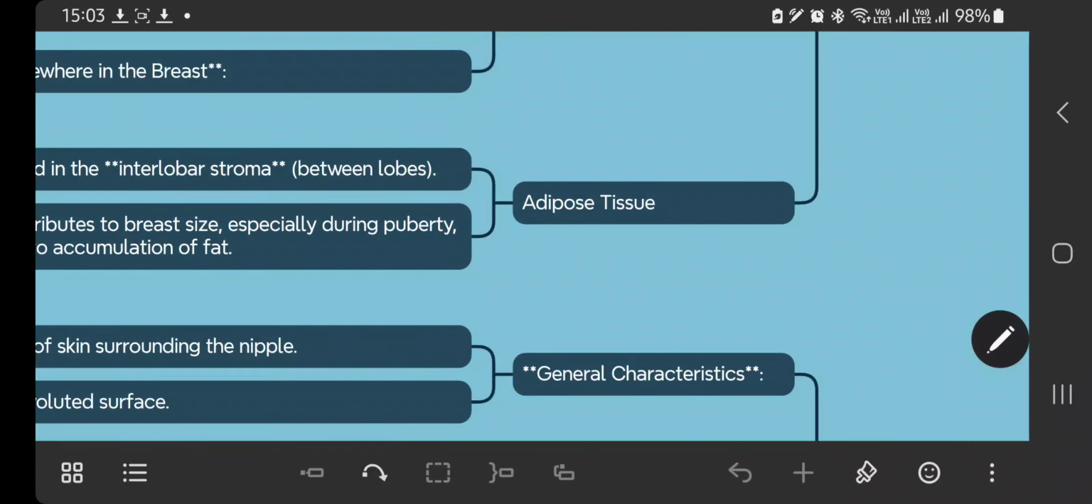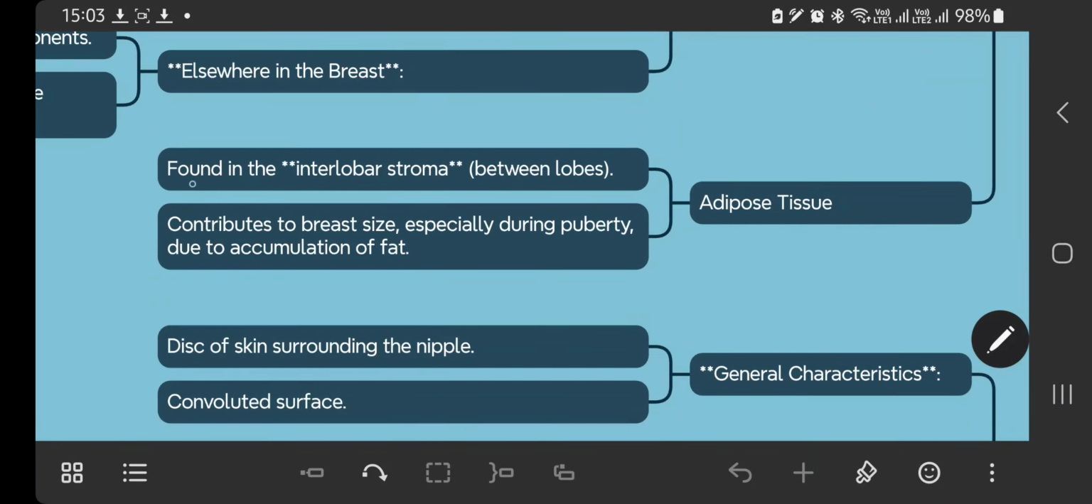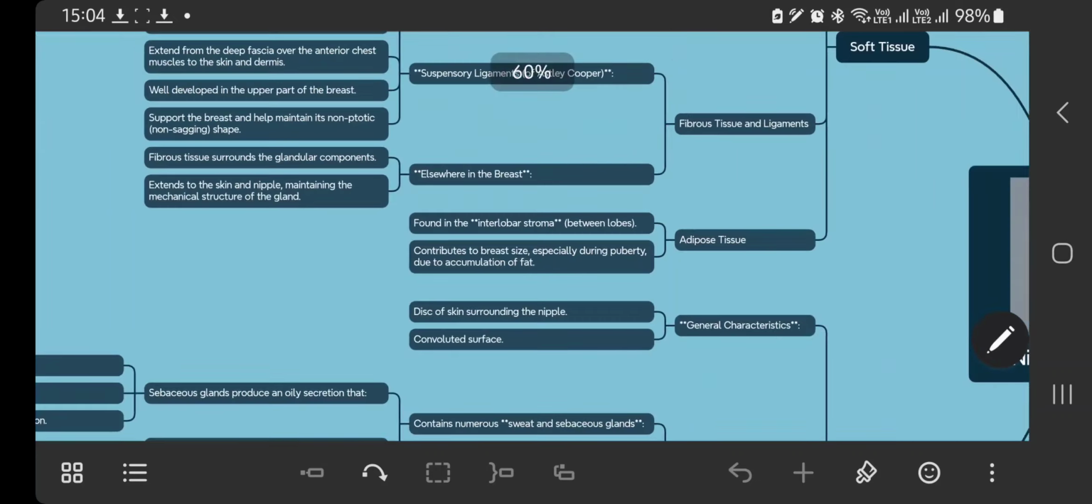Now the next part, the adipose tissue. What does it do? It is found in the interlobar stroma between lobes. The adipose tissue makes up the matrix found in the interlobar stroma between lobes, and it contributes to breast size, especially during puberty, due to the accumulation of fat. So breast size is mainly determined by the accumulation of fat, the adipose tissue.